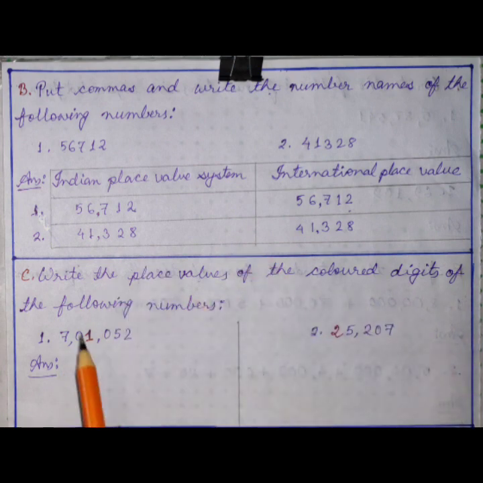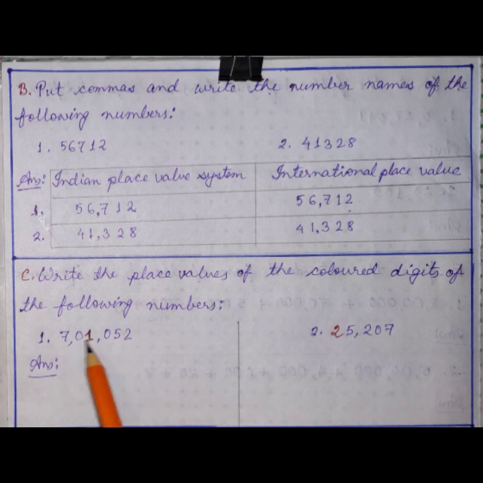The question is, write the place values of the colored digits of the following numbers. The first number is 7,01,052. 1 is colored here, right? And in the second number, 25,207. This 2 is colored here. Now tell me, in which place value system is this number given? This number is given in the Indian place value system.